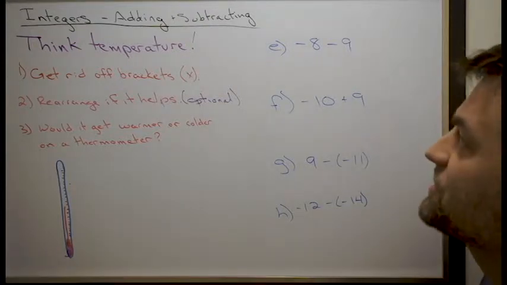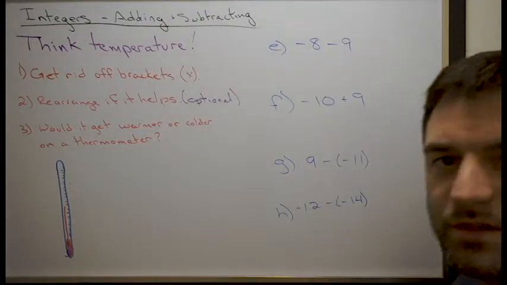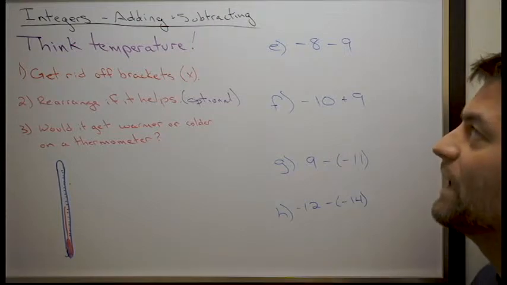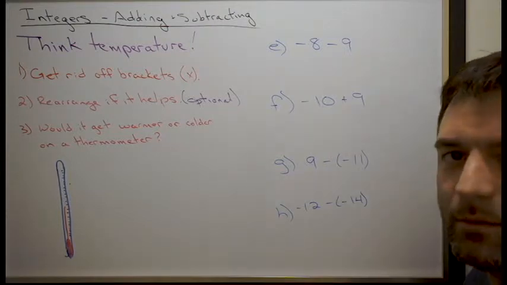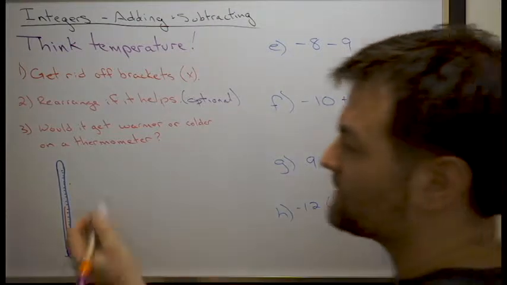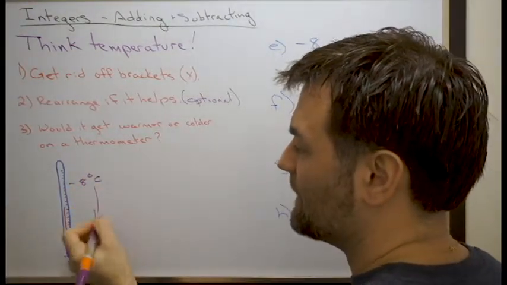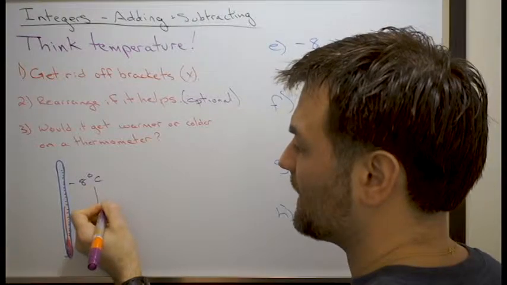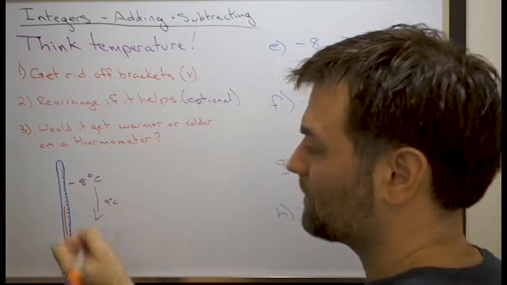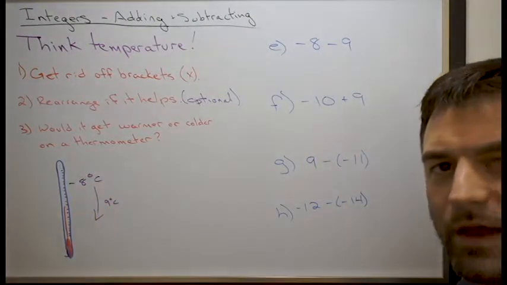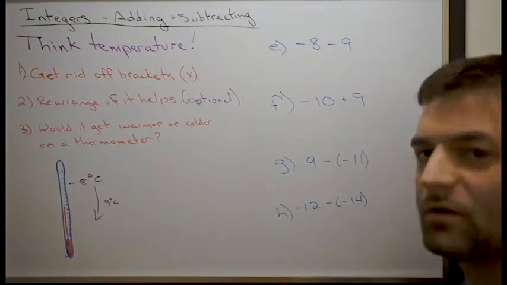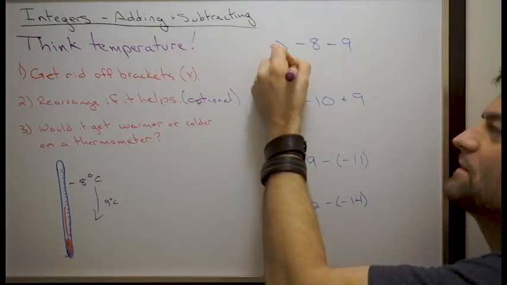So with our subtraction, again, we use the same set of procedures. We have -8 minus 9 in our first one, so it's -8 degrees out, and it's going to get 9 degrees colder, so it's going to go down 9 degrees on the thermometer. If it goes down 9 degrees from -8 on the thermometer, it's going to go all the way down to -17.